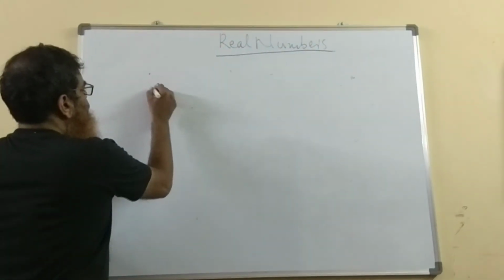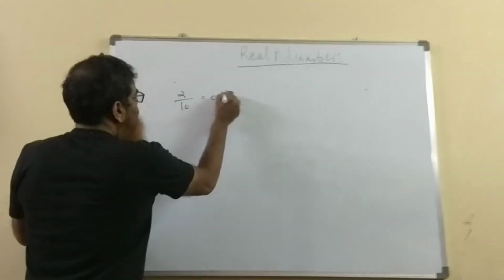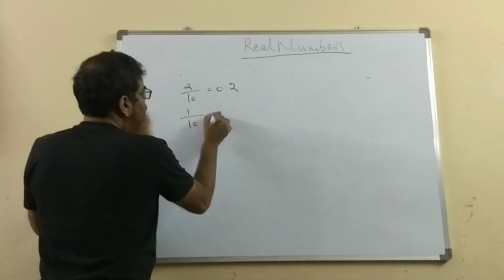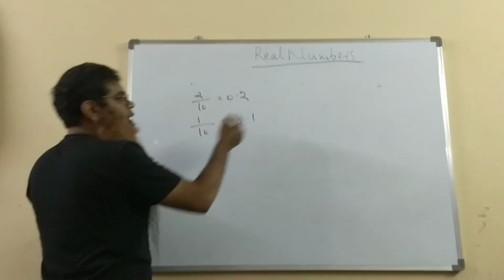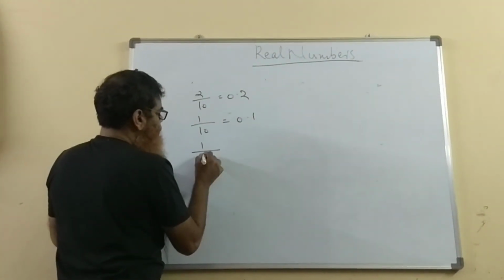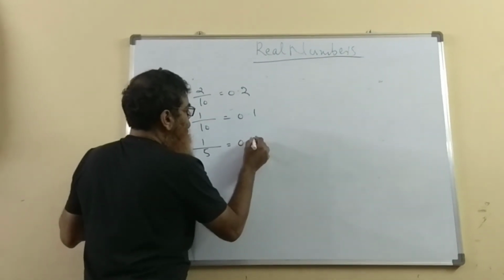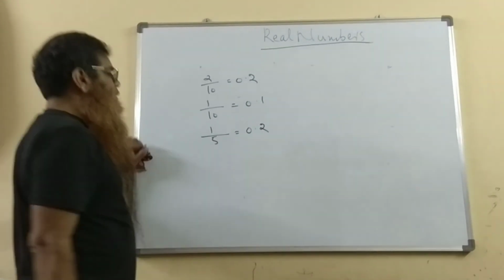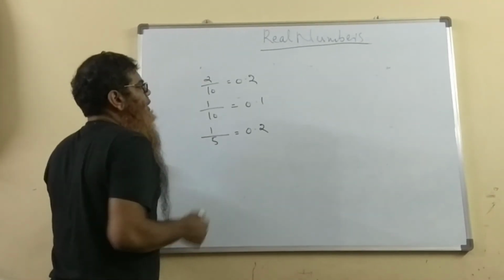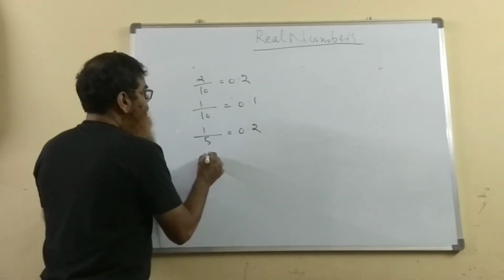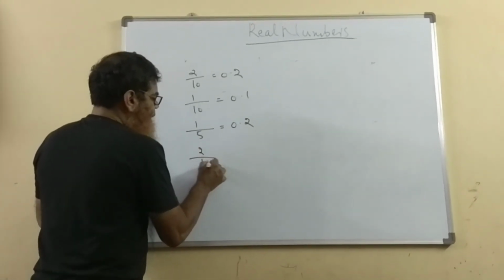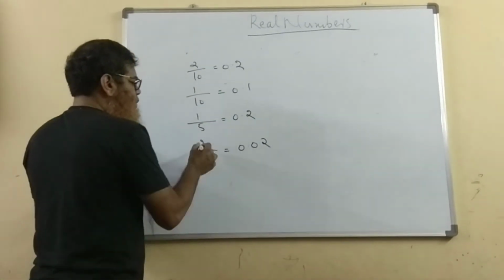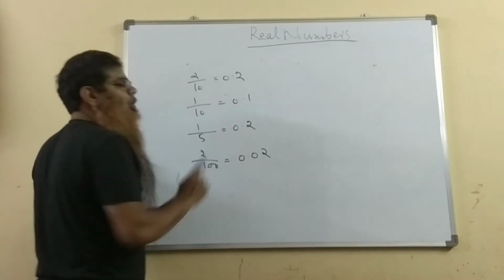So the other ones you do on your own. Like we have seen before, 2 by 10 is equal to 0.2. Then do it in your notebook and try to find out 1 by 10 is equal to 0.1. 1 by 5 is equal to 0.2. Like that, find out on your own. I know this, so I am writing it simply. You people try to do many of them, like 2 by 100, I have told you it is 0.02. You do it in your notebook and find out for yourself, then you will become confident.